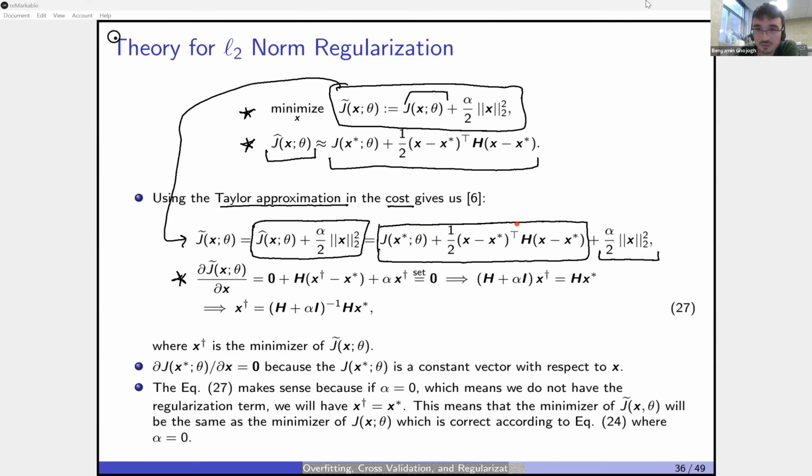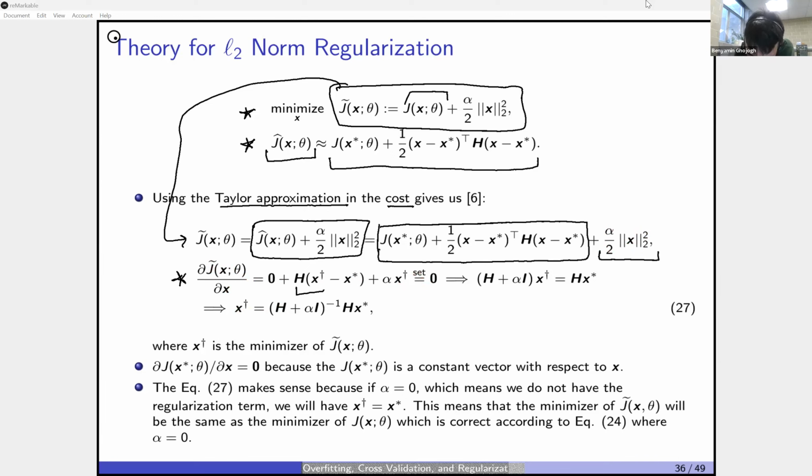The second term is quadratic with respect to x. Its derivative becomes H times (x minus x star). I've put x dagger here, because I mean that it's the solution of setting this to 0. Doesn't matter, see it as x minus x star. I'm denoting the solution of setting this derivative to 0 by x dagger. And also this term is quadratic with respect to x. Its derivative is alpha x, right? Set it to 0. Then what happens?